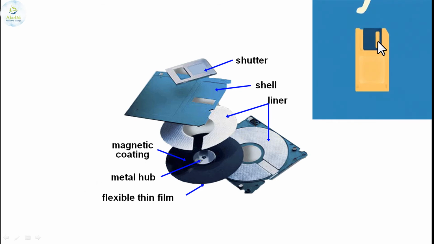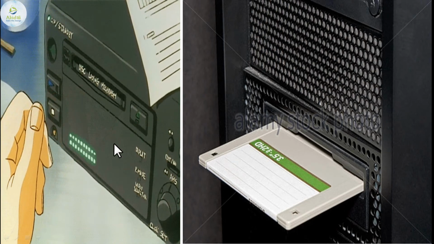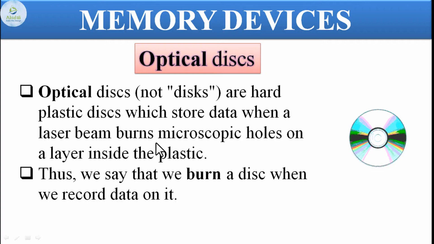So this is the moment when the compact disc has been inserted into the computer. This rotator will rotate and it will be accessing the information that is there on the flexible thin film, which is rotating, and it has been coated by the magnetic coating with a metal hub placed on the center, and the protection from getting scratched is provided by the liners. So this is how the floppy disk can be inserted onto the system. When it is inserted, it is available to perform read and write operations.